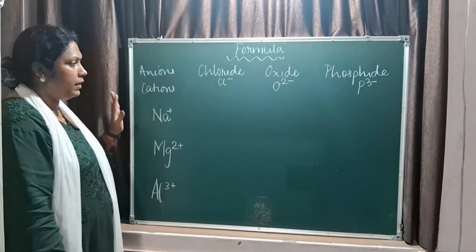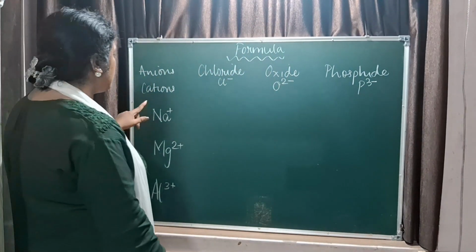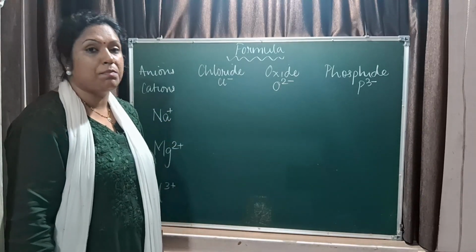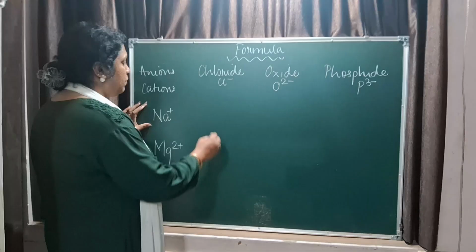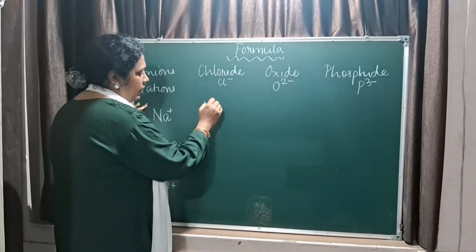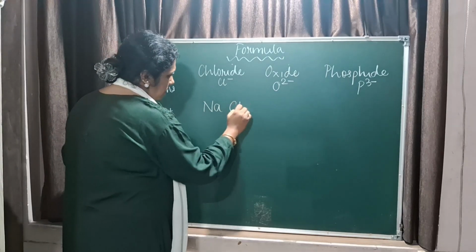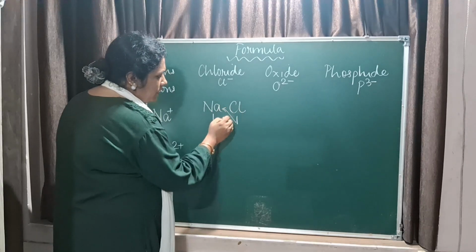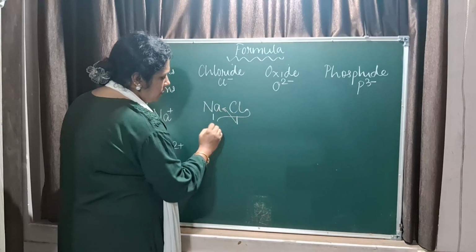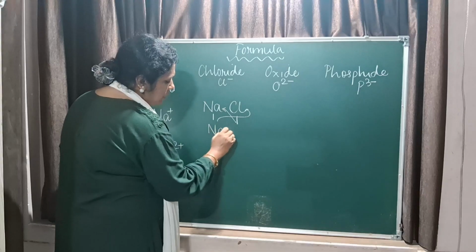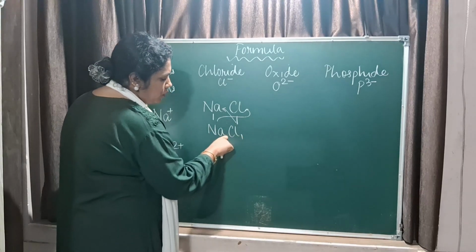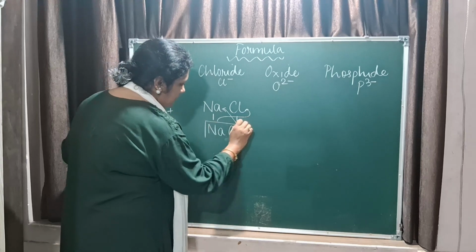Now when you have to make the formula, first remember you have to know the valency of each element which is a part of it. Now when I have to make sodium chloride, Na and Cl, valency 1, valency 1. This valency should be written here and this valency should be written here. So my formula becomes Na1Cl1. 1, 1 we don't write. So my formula is NaCl.